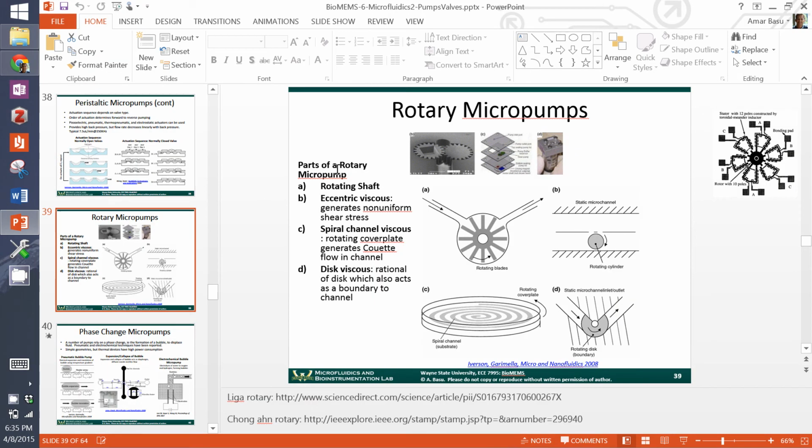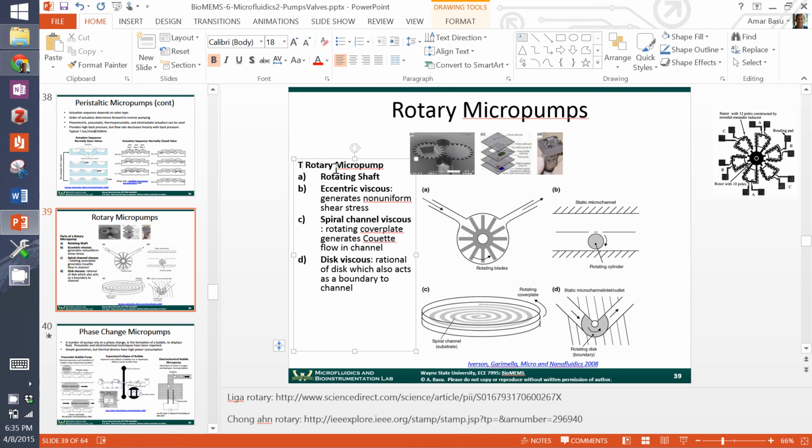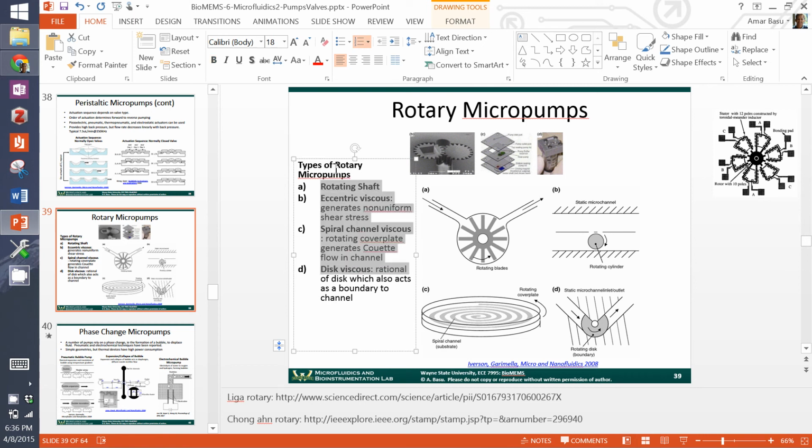let me do a correction here. These are the types of, these should be the types of rotary micropumps, not the parts.